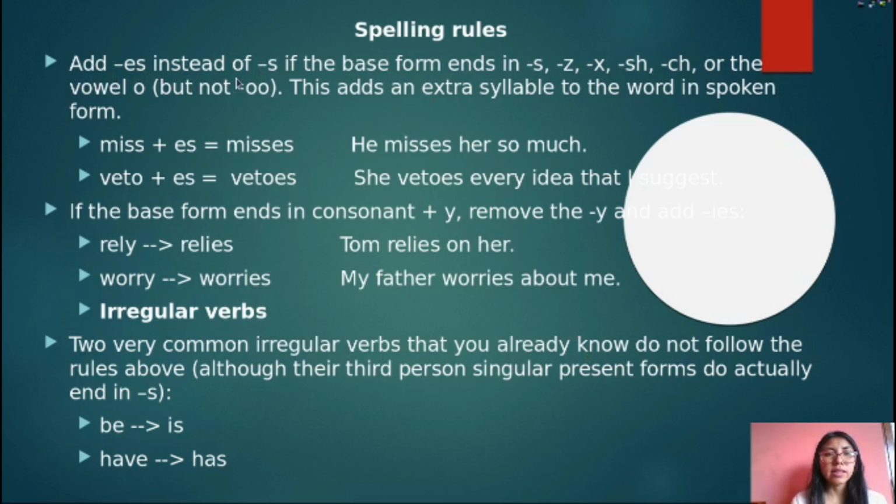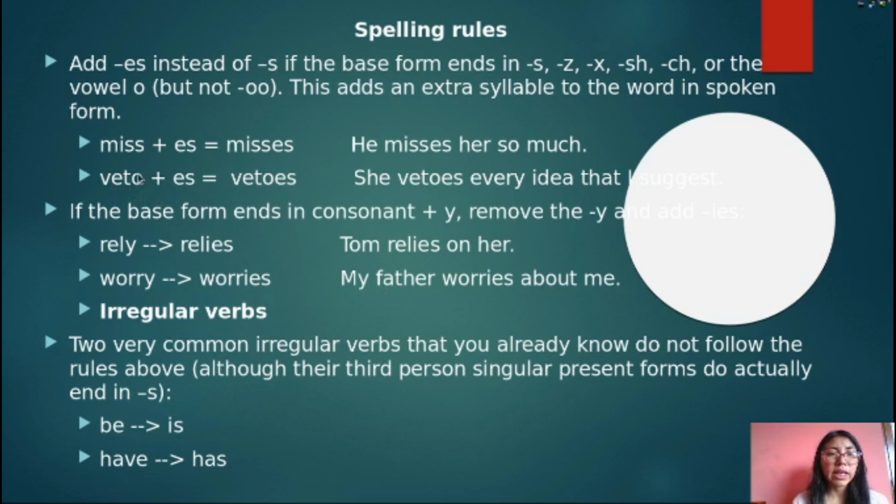Add es instead of s if the base form ends in s, z, x, ch, sh, or the vowel o. This adds an extra syllable to the word in spoken form. For example, if the verb finishes with double s, you are going to add es. Misses. Remember, that is in order to form the third person singular. Okay.